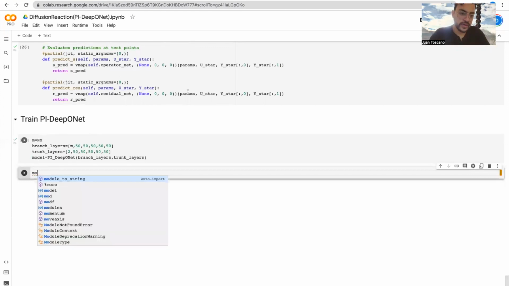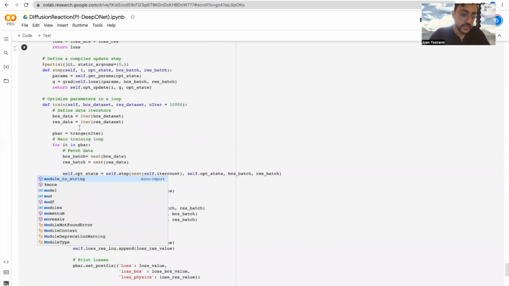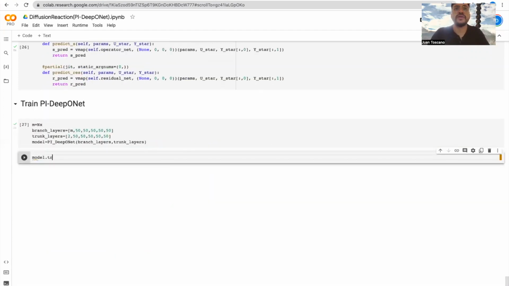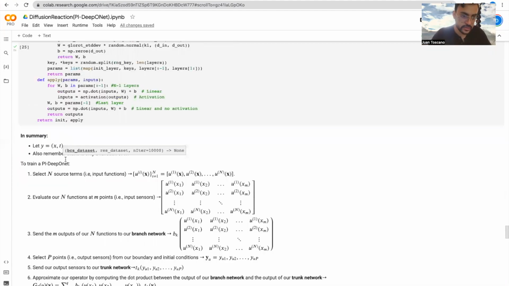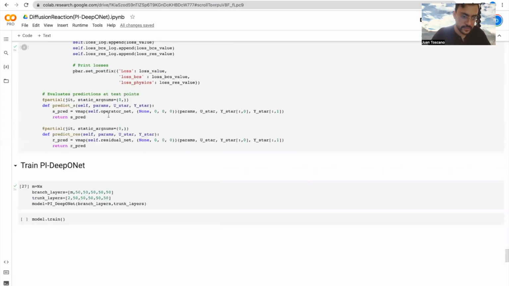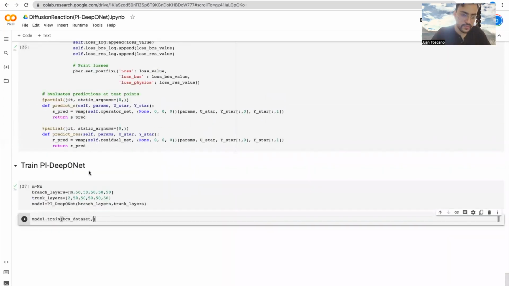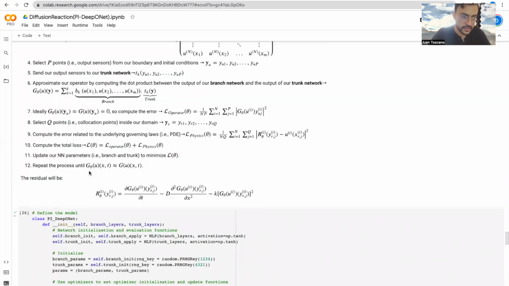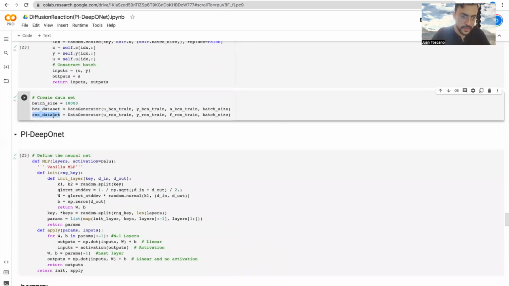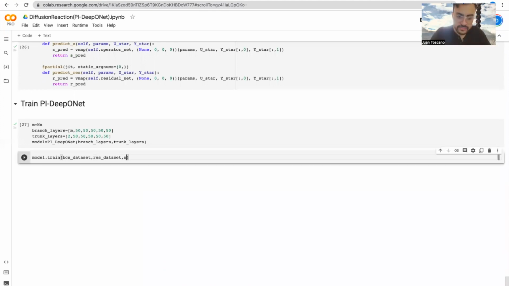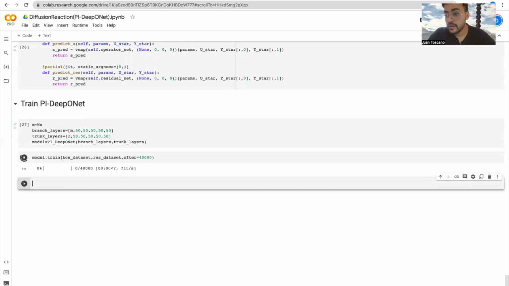Since we have already created a function to train our model, it's right here. We just have to say model.train, and we should give it the data. The first is the boundary conditions dataset that we defined a few minutes ago, that's right here. It also needs the residual or the PDE dataset that is defined right here. And then we have to give it the number of iterations, which for this case, let's use 40,000. Now let's start training. I'll see you in a few minutes.